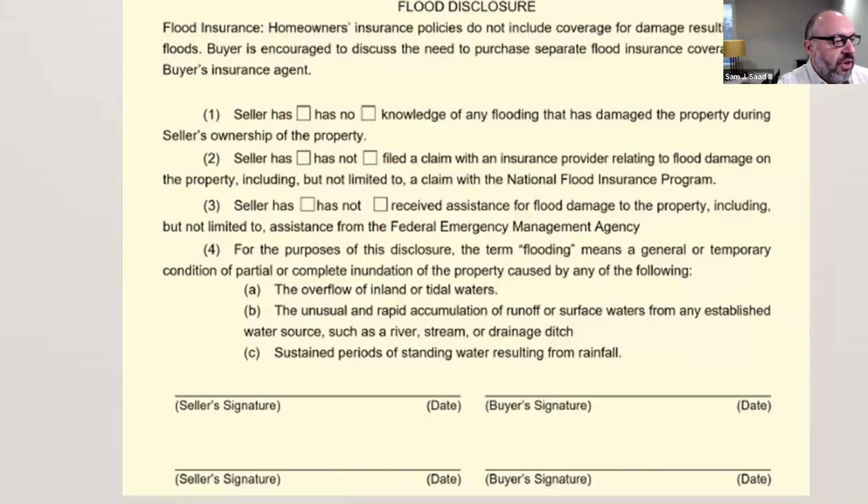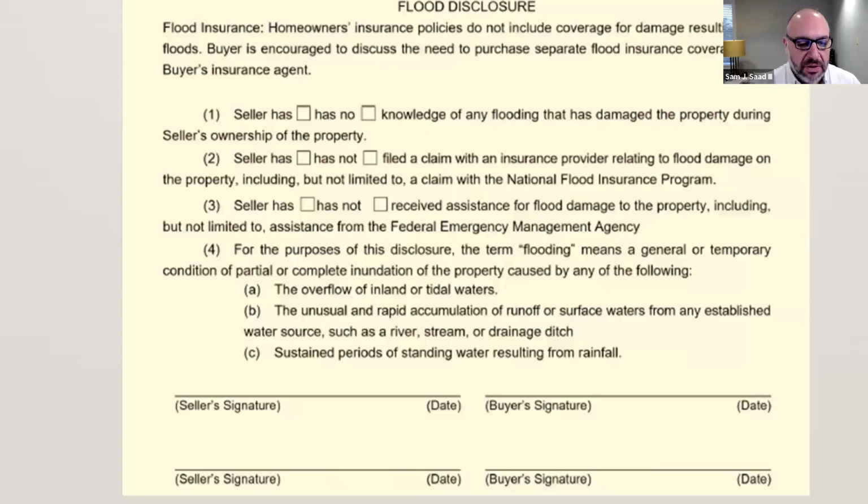So let me ask you, if your condominium floods because it's on the second floor and the third floor above flooded, do you need to say that you had flood damage on this property? Anyone want to take a shot at that? Yes. No, Monica. Notice the definition of flood, where it comes from.